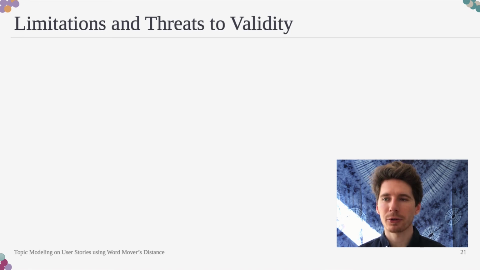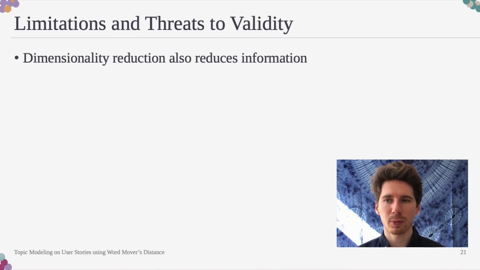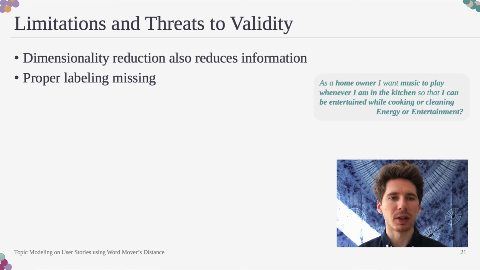As mentioned, all of our approaches associate a user story with high-dimensional vectors. To plot these sentences, we had to apply dimensionality reduction techniques. As these techniques only provide an approximation to the original data, information may be lost in the process. Also, the labels we used to compare our findings were set by the crowd workers, and they have not been validated any further. So our previous example, as a homeowner, I want music to play whenever I am in the kitchen so that I can be entertained while cooking or cleaning, was set to be energy by the crowd worker, but we found it to appear in an entertainment cluster, which seems equally valid to us.